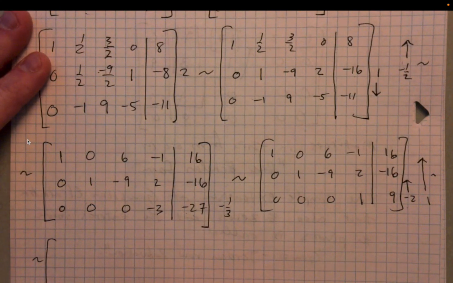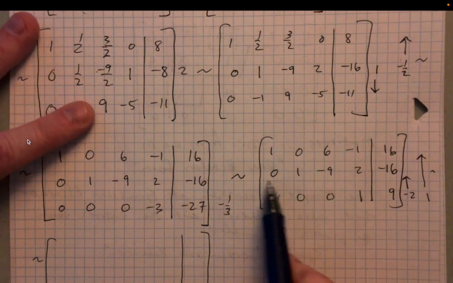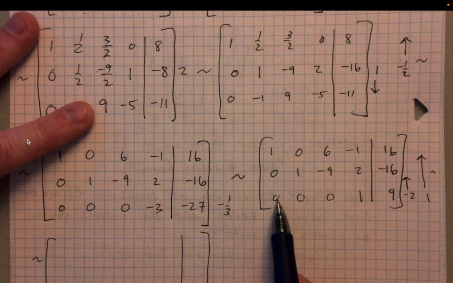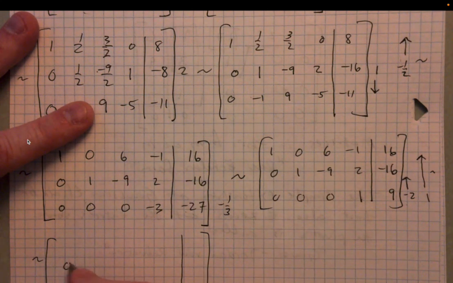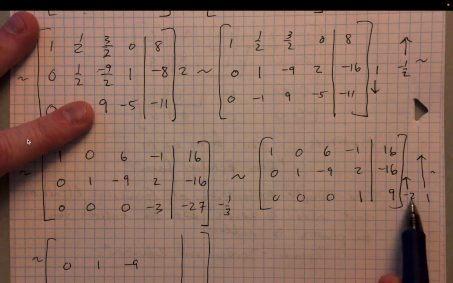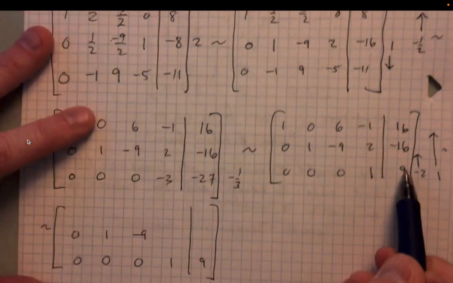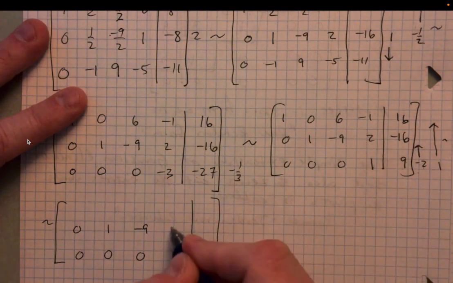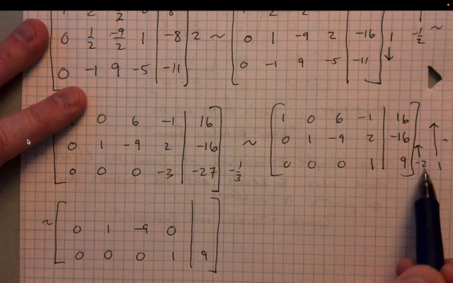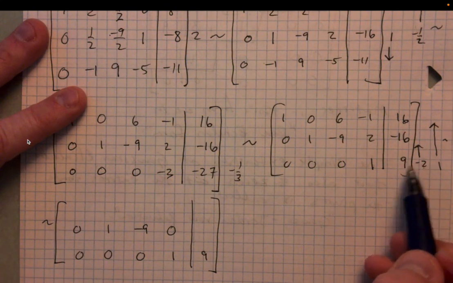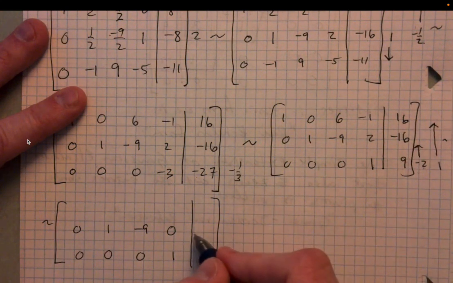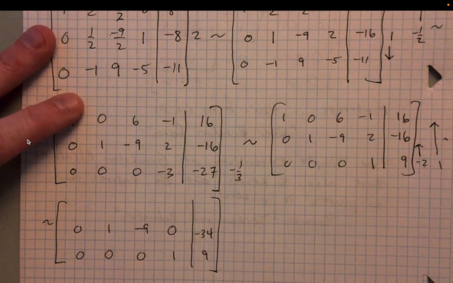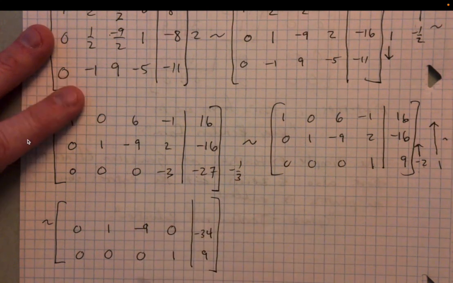So 0, 0, 0, 1, 9 is stay the same this time. And now let's go ahead and tackle row 2. So that'll be 0, 1, negative 9, those are going to be unchanged because you'll be adding 0 to them. So 0, 1, negative 9. Now here you're going to get 1 times negative 2 plus 2 is a 0. And then 9 times negative 2 is negative 18 plus negative 16. That actually gets me negative 34. Okay, so that's my new row 2.